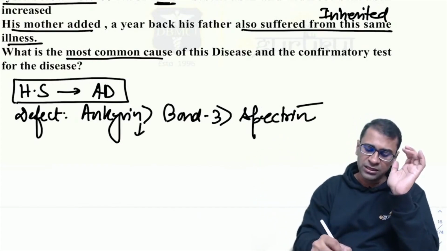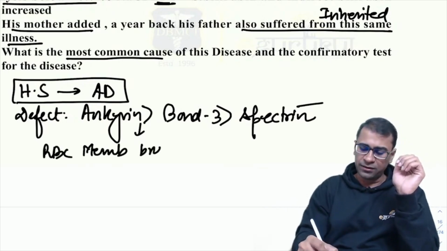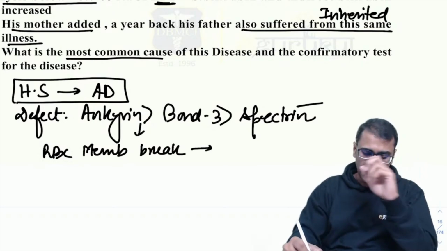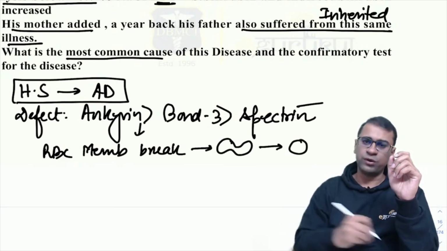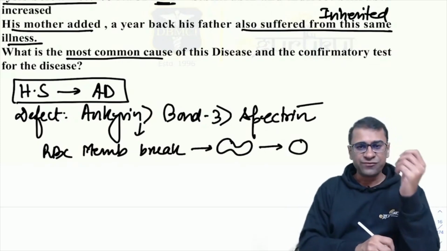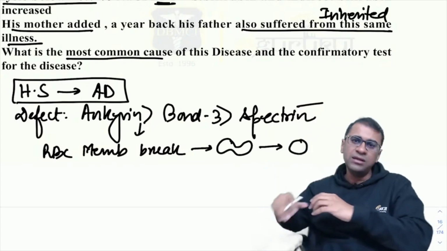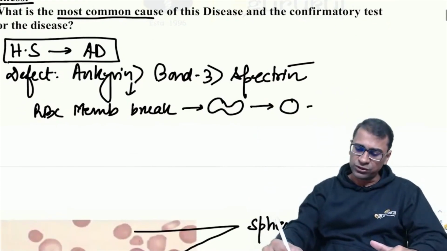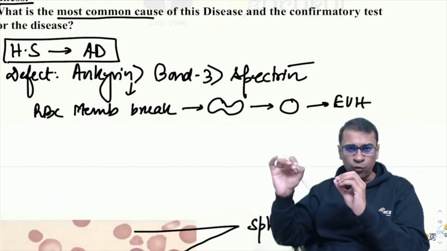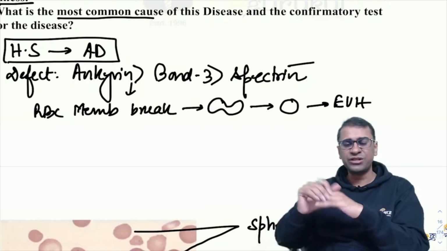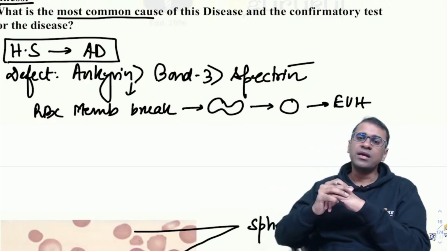Because of this, what happens? The RBC membrane breaks. And because it breaks, the normal RBC with a biconcave shape will change to a spherocyte like this. The spherocyte doesn't have enough surface area, and therefore when it passes through the spleen, it will get hemolyzed. So the spherocyte will lead to extravascular hemolysis. EVH means extravascular hemolysis. And that is why the patients always have jaundice and splenomegaly.